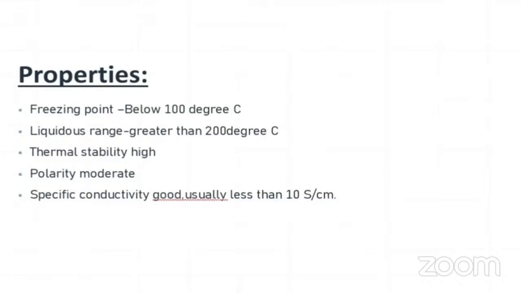And specific conductivity, which is the measure of the ability of the material or any ionic liquid to conduct electricity, means ionic liquid conducts electricity. The specific conductivity of ionic liquid is less than 10 Siemens per centimeter.